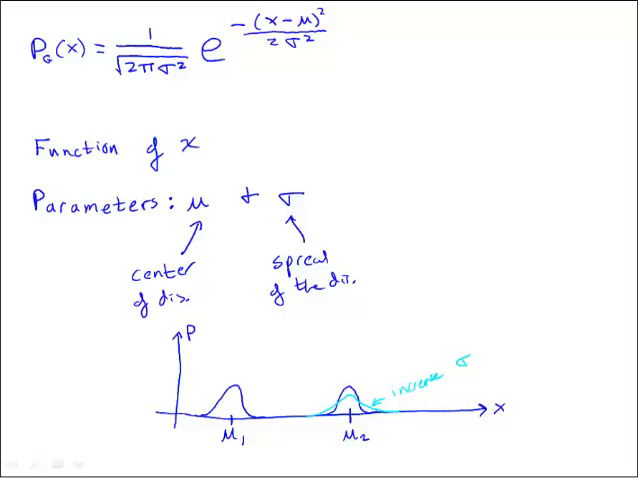Because mu and sigma are the parameters of the Gaussian distribution, sometimes we write this distribution in shorthand as N of mu and sigma squared. You can put the x there to indicate that it's a distribution over x. But the N stands for normal.